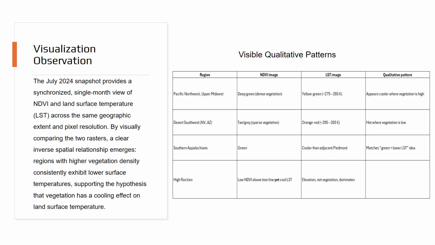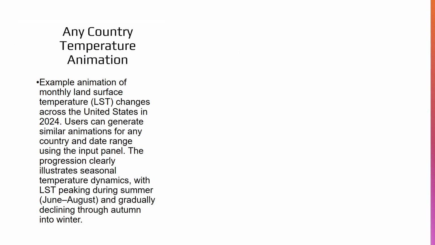This relationship becomes more explicit when we zoom in on regional patterns. For instance, the Pacific Northwest and Appalachians show cooler temperatures where NDVI is high. Conversely, the desert Southwest is both dry and hot. Anomalies, such as the high Rockies, show low NDVI but also low temperatures, likely due to elevation, indicating the importance of controlling for topography.